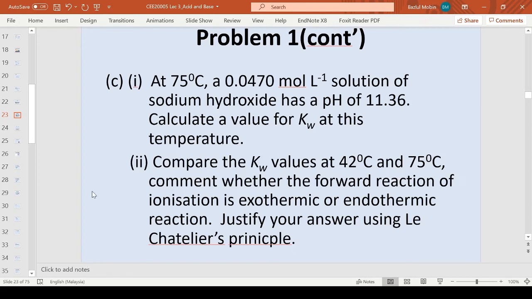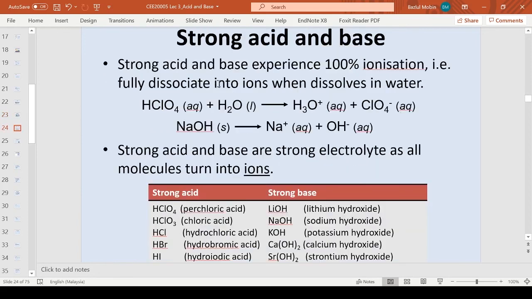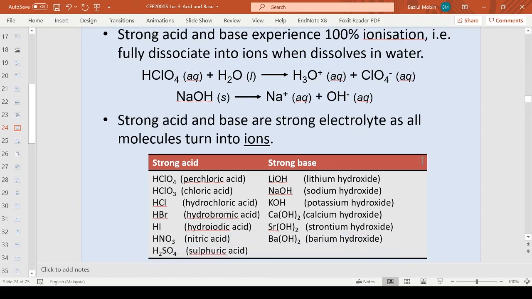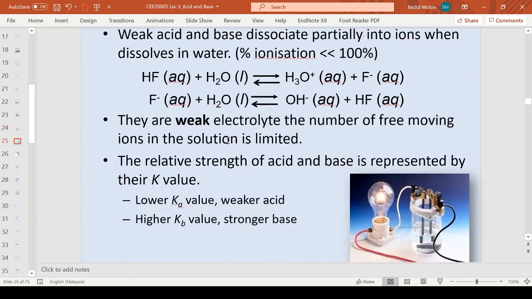Okay, so now we go to another one, the strong acids and bases. As was just said, they dissociate or ionize fully in water or aqueous solution, like perchloric acid, which is a strong acid, sodium hydroxide, which is a strong base, and HCl, which is also a strong acid. So from this list we can find some strong acids and strong bases. They dissociate fully in the aqueous medium.